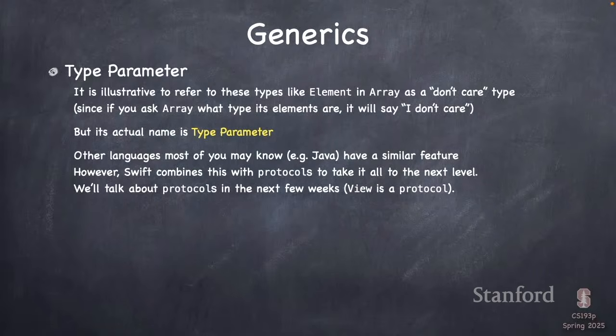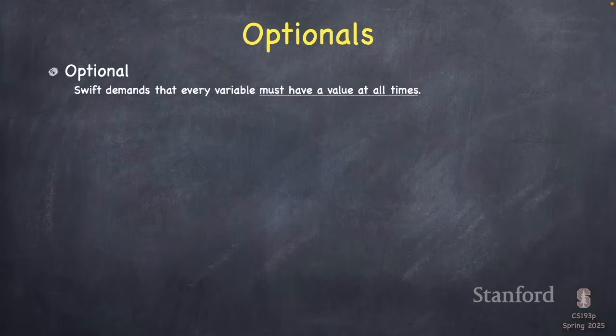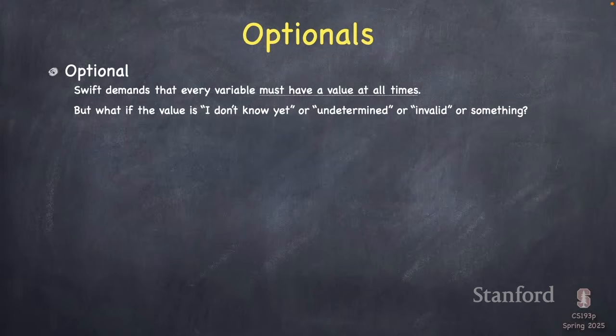All right, optional. I said this might be the most important, or not most important, but it might be the most often used data structure in Swift because it's used in so many different cases. And it's used because Swift demands that every variable has to have a value at all times. Optional is for any time you have a variable who at some point in its lifetime, maybe at the beginning, maybe at the middle, maybe at the end of its lifetime, is in a state that's like undetermined or invalid or I don't know or something like that. That's what optionals are for, and it's just a type.